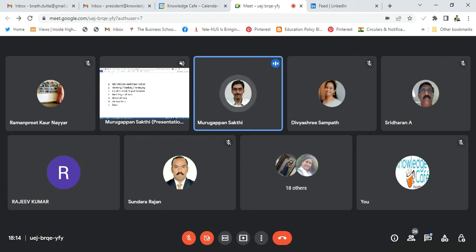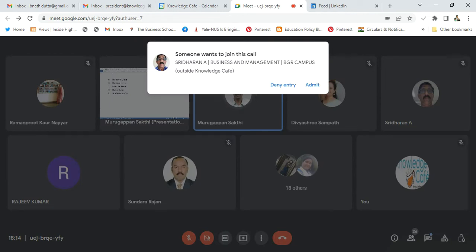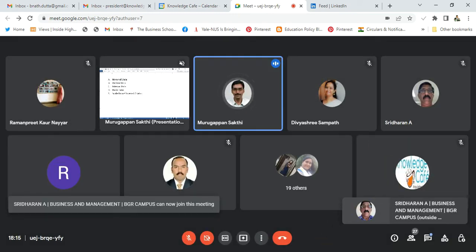interval data, and ratio data. Then again, the C and D together, this interval data and ratio data put together, we may call as scale data. Scale data is nothing but an interval or ratio. Either one of them can be called scale data.